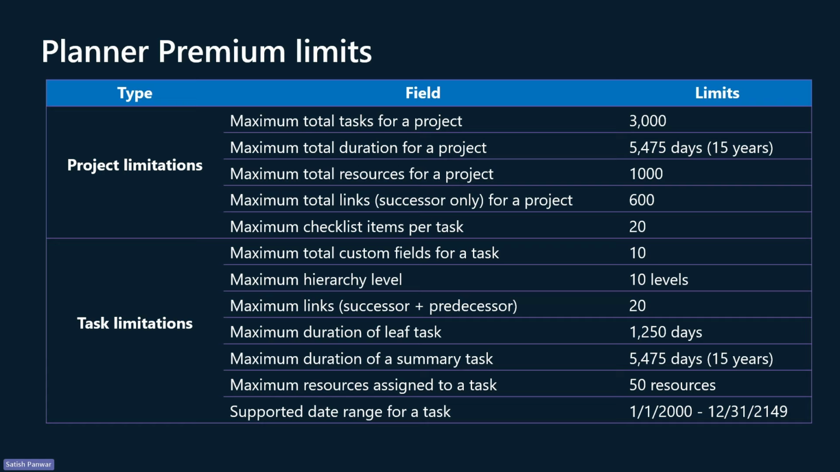Maximum total duration for a project is now 15 years. You can also add custom fields for a task, which is 10. Maximum duration of a leaf task is 1,250 days. Maximum resources assigned to a task is 50 resources. If your project is impacted and these limits do not meet your customer requirements, then please reach out to us. We continue to monitor customer requirements and enhance these limits as we see fit.